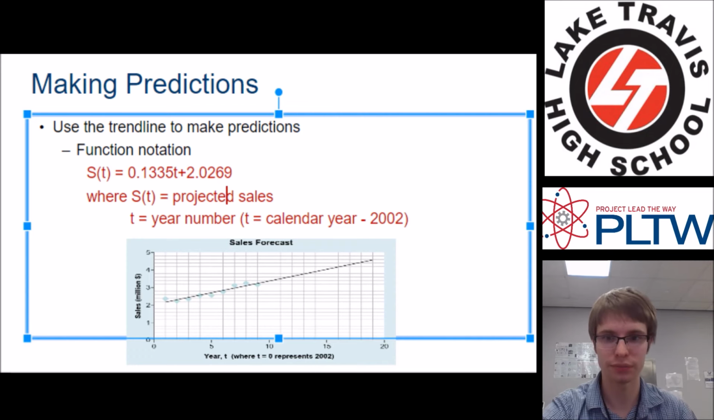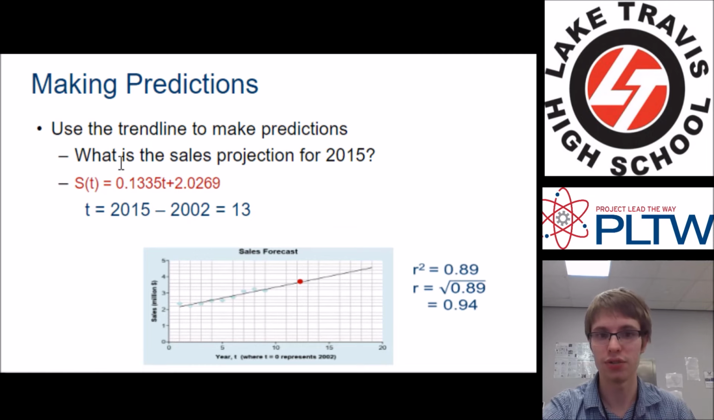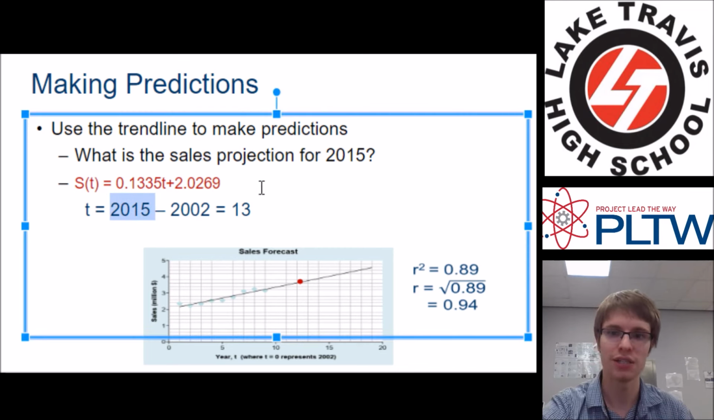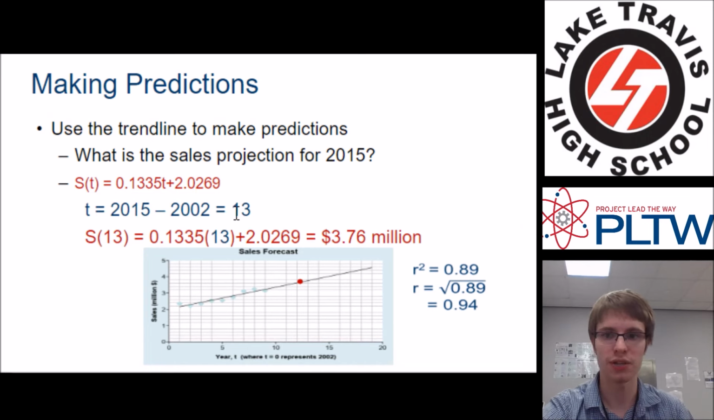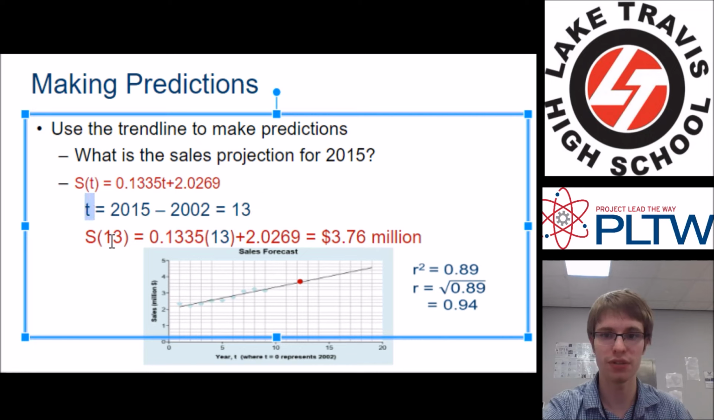Okay, so we are trying to use this trend line to make a prediction. What is the sales projection for 2015? Now, I'll give you a hint. If you put 2015 into that little formula to calculate T, T is 13. So what are the sales projected for 2015? Once again, you substitute that 13 for T in this function notation. What you do to one side of the equation, you have to do to the other. So you've got this slope times 13 plus the 2.02. That gets you $3.76 million.